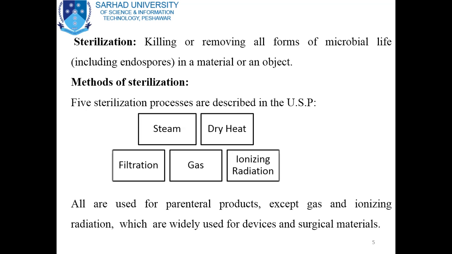After that, I would like to tell you about the methods of sterilization. There are different classifications of methods of sterilization, but according to the USP there are 5 sterilization processes described in the United States Pharmacopoeia, and you can see on the screen. First one is steam sterilization, then dry heat sterilization, filtration, gas sterilization, and ionizing radiation. These are the 5 methods of sterilization described in the USP. All are used for parenteral products.